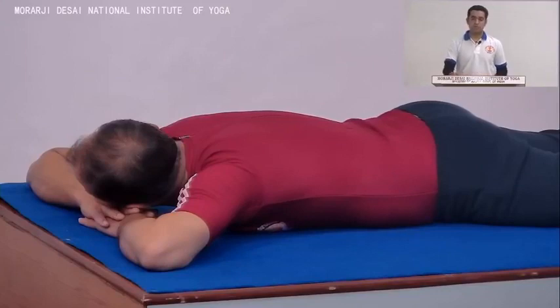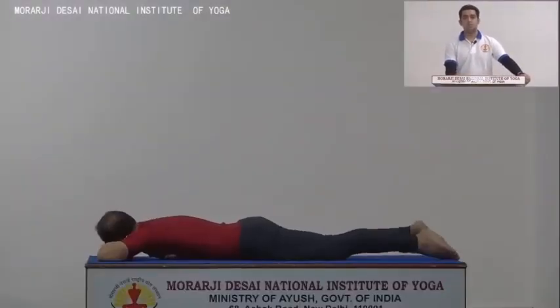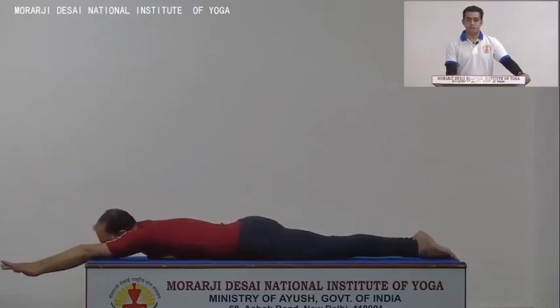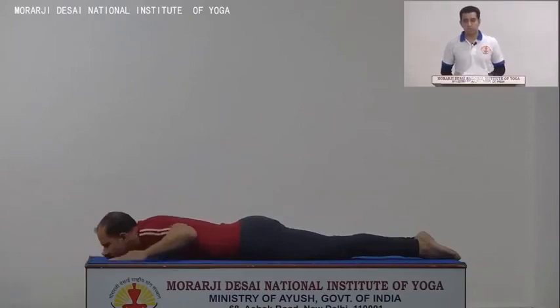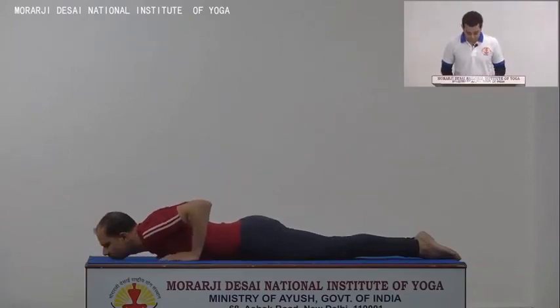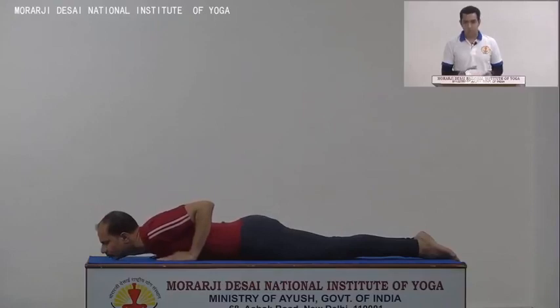From here we will move towards the Bhujangasana. Join your legs, stretch your arms forward and chin rest on the ground. Now with inhalation, place your hand near your chest region, beneath the shoulder. Yes. Elbows close to the body. This is the starting position of Bhujangasana.